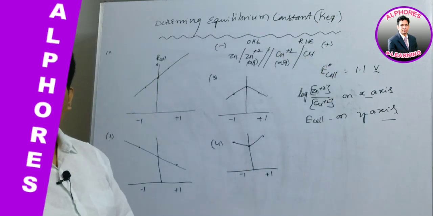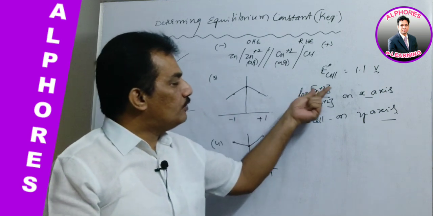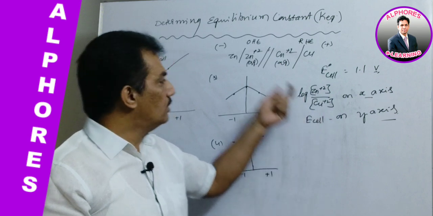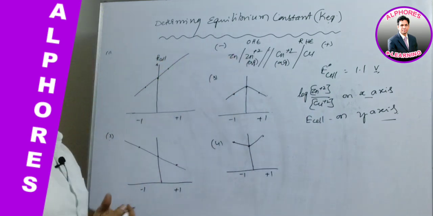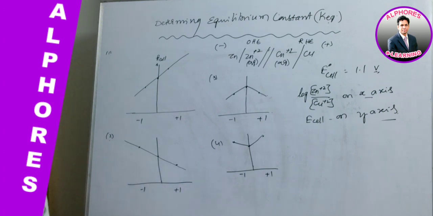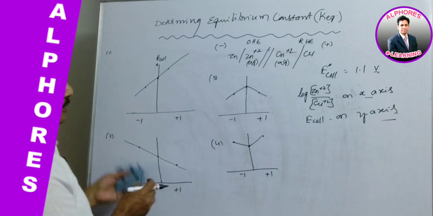When we are plotting the graph between these two, which of the following graph is correctly correlated? That is the question what they asked. Clear? And how to find this? Let me solve the question.